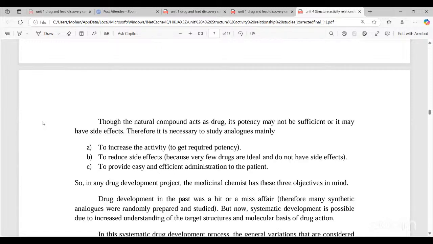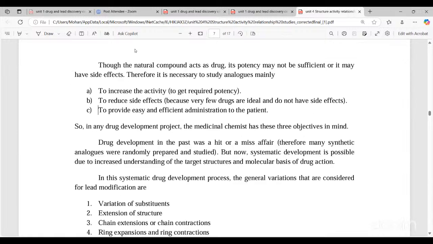Therefore, it is necessary to study analogs mainly to increase the activity to get the required potency, and to reduce the side effects, because very few drugs are ideal and without side effects. Some of the drugs have side effects, so they are harmful to the living organism. So you have to reduce those side effects, and allow easy and efficient administration to the patients. The administration process must be easy.